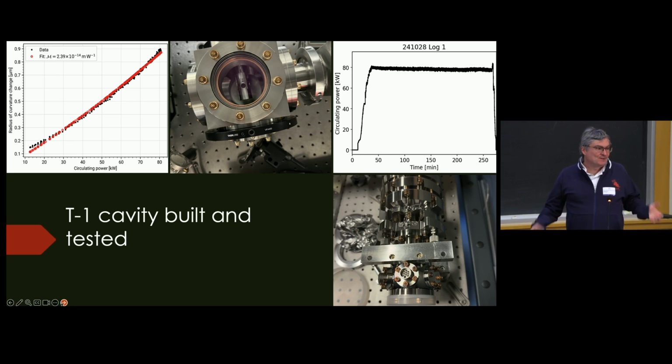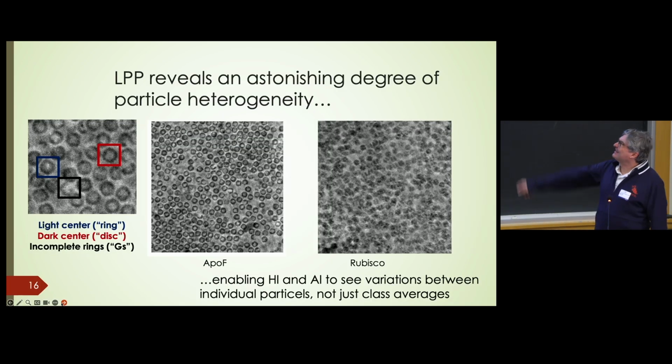In the meantime, what have you found out? What have we found out can we do with phase contrast? So this is again some apoferritin and some rubisco. And the first thing you notice, if you just look at this by eye, the apoferritin particles all look very different. There are disks, there are crescents, there are rings.